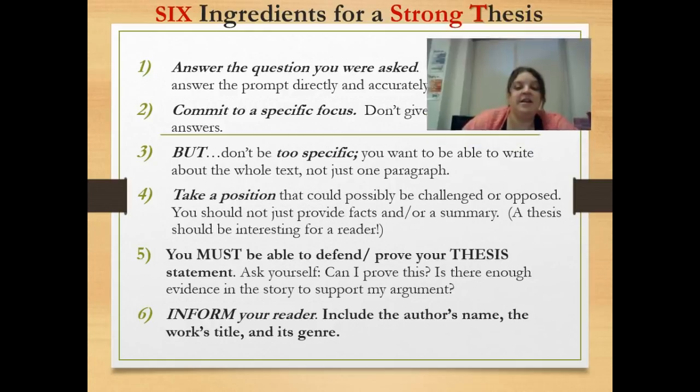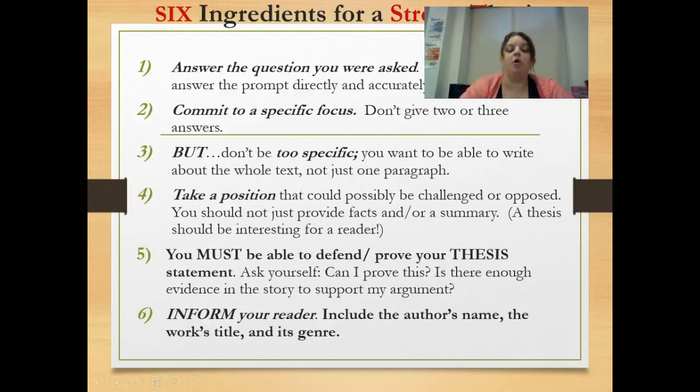And then the last thing is you're going to want to make sure that you inform your reader. If it's an analysis of a literary text, you must include the author's name, the work, and the genre. So for example, in Catherine Weber's essay, Sleeping, and then you would explain what you were going to say.